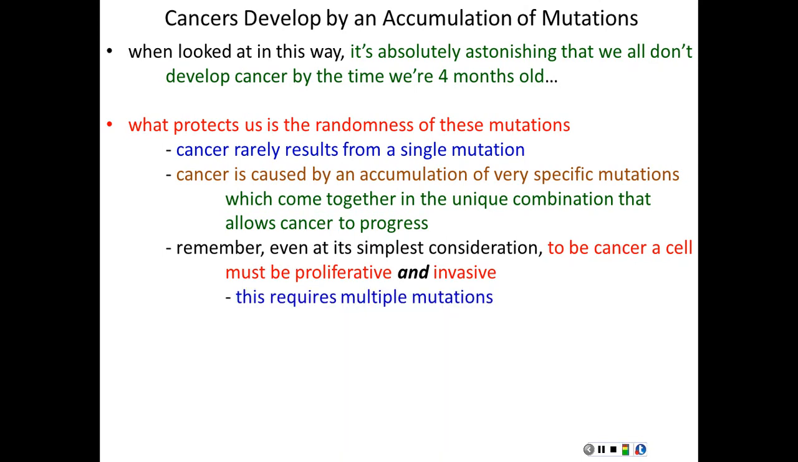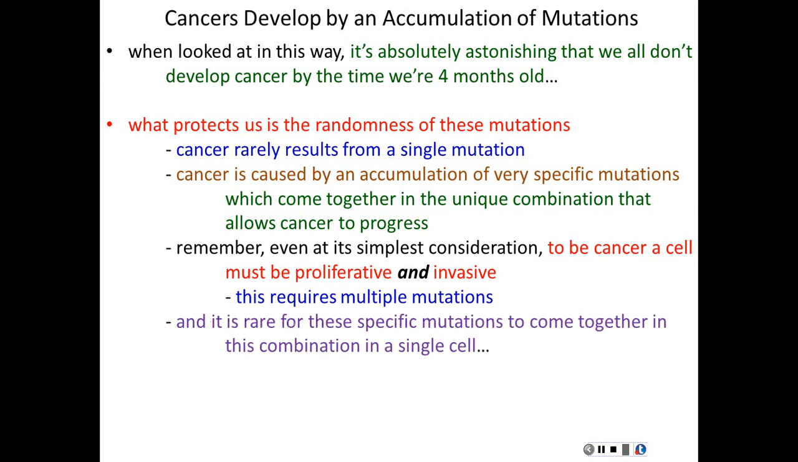This requires mutations in the cell cycle checkpoints for the proliferative activities and mutations in the cell adhesion pathways that allow the invasiveness to occur. So right there, even at its simplest consideration, two separate cellular processes must be mutated, cell cycle and cell adhesion, in order for cancer to be possible. And it is these rare specific mutations that are needed for cancer, therefore, it becomes rare for these specific mutations to occur together in a single cell.